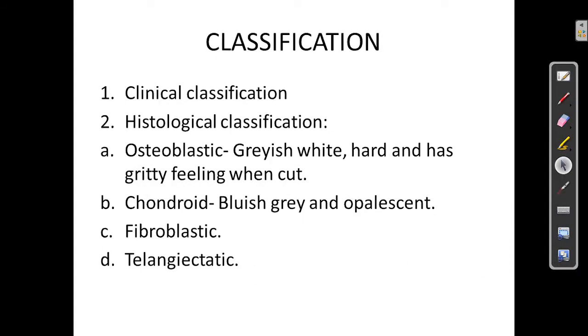Classification. We have learned about the clinical classification. Now the histological classification. We have 4 types: osteoblastic, chondroid, fibroblastic, and telangiectatic. Osteoblastic is grayish white, hard, and has a gritty feeling when cut. Chondroid is bluish gray and opalescent. Then there is fibroblastic, and another one is telangiectatic, in which there is necrosis, and we can see a few areas of blood in it.